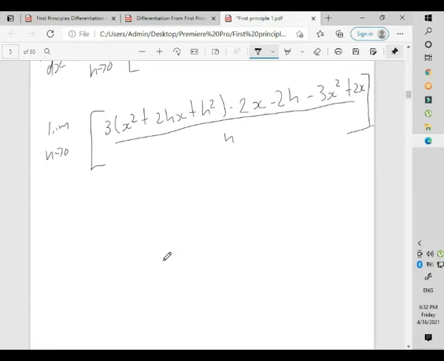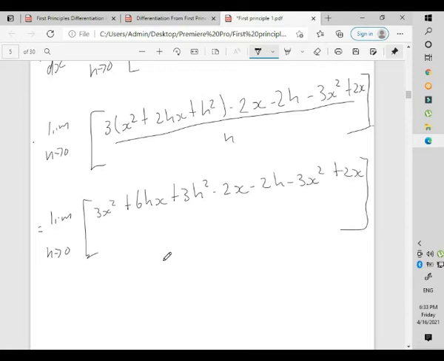Alright, so this is the limit as h approaches 0 of 3x squared plus 6hx plus 3h squared minus 2x minus 2h minus 3x squared plus 2x. Yeah, this is why first principles gives persons quite a hard time. It's all the writing, and you need to pay attention to your signs.